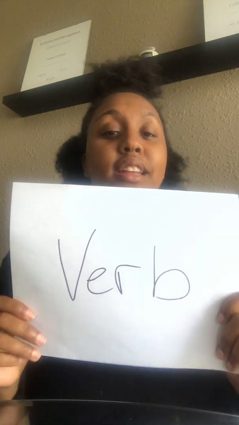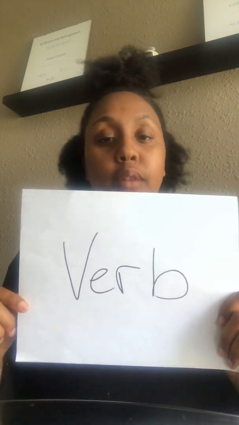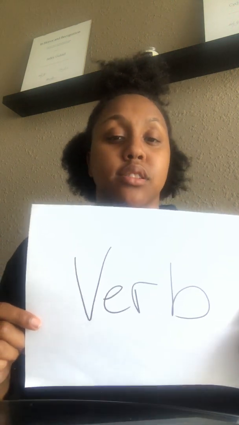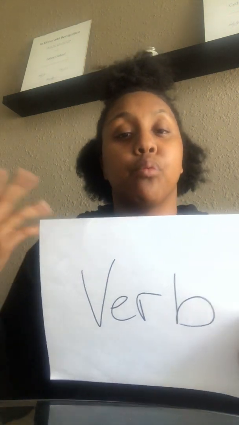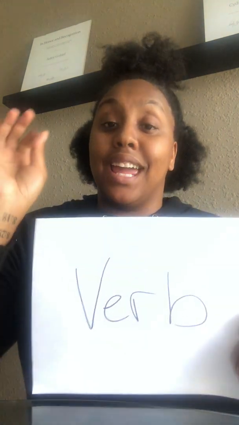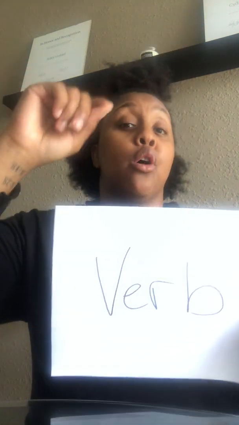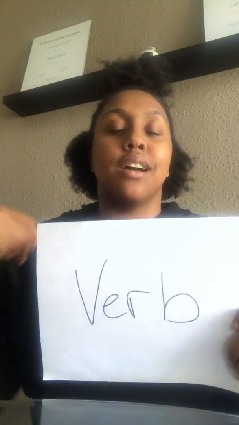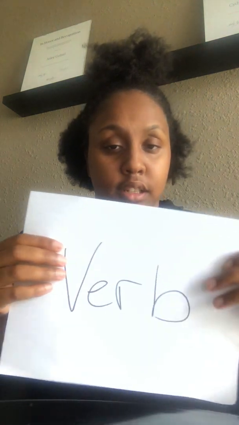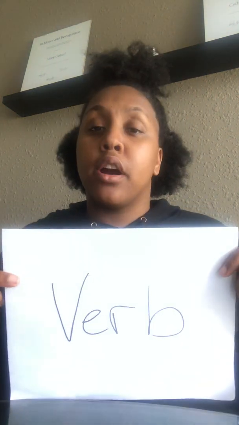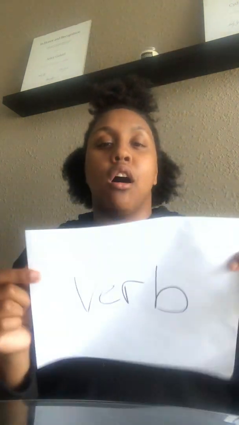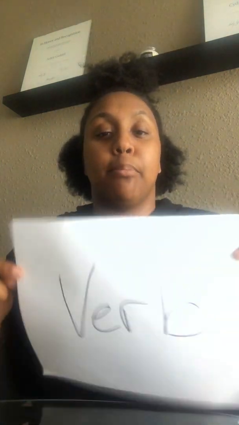Now, the next part of speech is verb. Verbs are action words in the sentence. So like running, walking, talking. And remember, is and are, or was and were in past tense, are also verbs in the sentence. Something that's showing action. Dancing could be a verb. Jogging, playing. Those are all verbs because they're all showing some type of action.